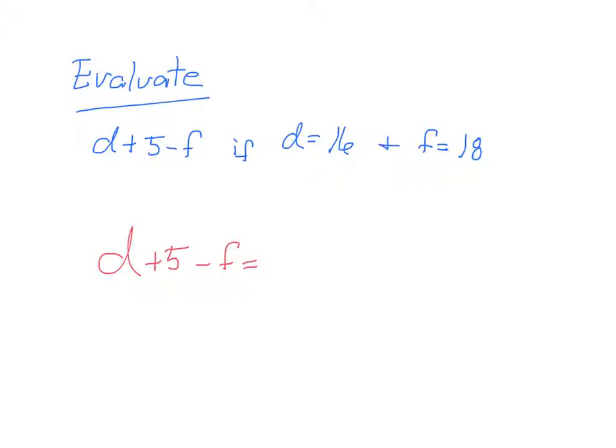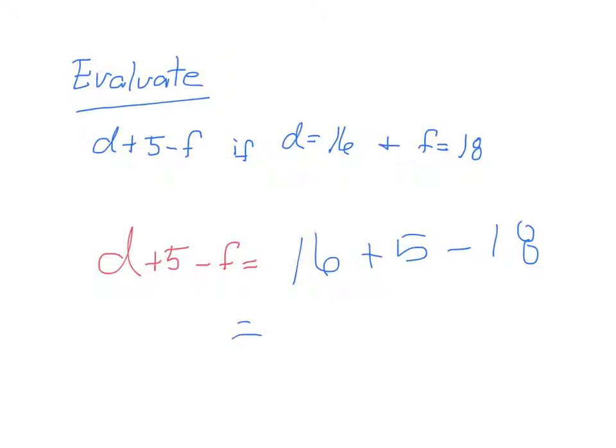Okay, I have it written out here for you: D plus 5 minus F. We substitute 16 for D, and the plus 5 stays the same. And then we subtract, what do we substitute in for F? That's right, it's 18. Good job.